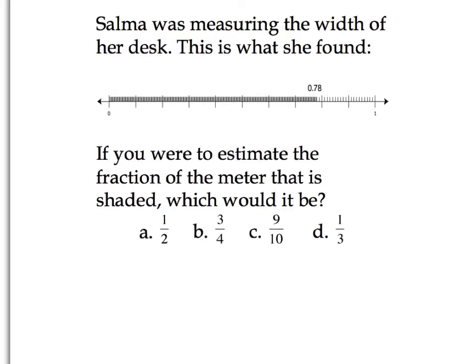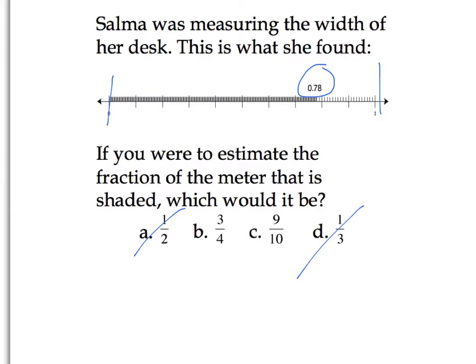Here's our warm-up. Selma was measuring the width of her desk. This is what she found. So you can see there's 0, there's 1, and she's at 78 hundredths. If you were to estimate the fraction of the meter that is shaded, which would it be? Alright, so we've got 1/2, 3/4, 9/10, and 1/3. Well, if I look at this, it looks like it's definitely past the halfway mark, so we can take off 1/2 and 1/3 right away because they're way smaller than half. 3/4 and 9/10 are both bigger than half.